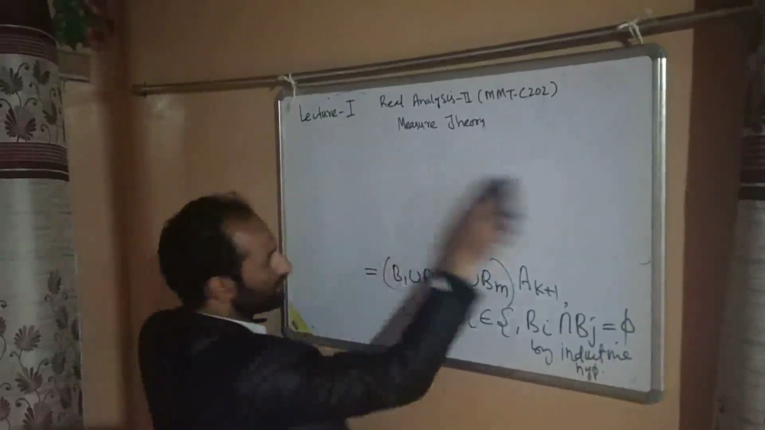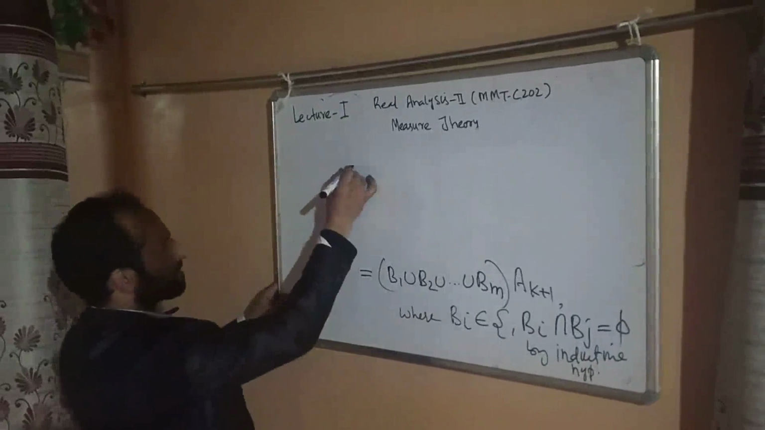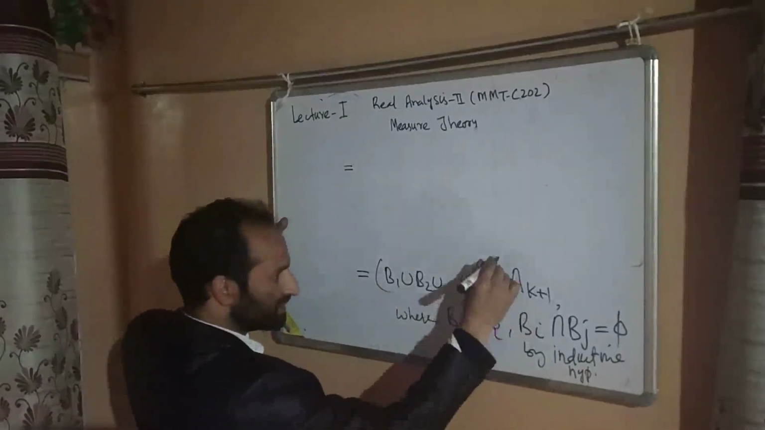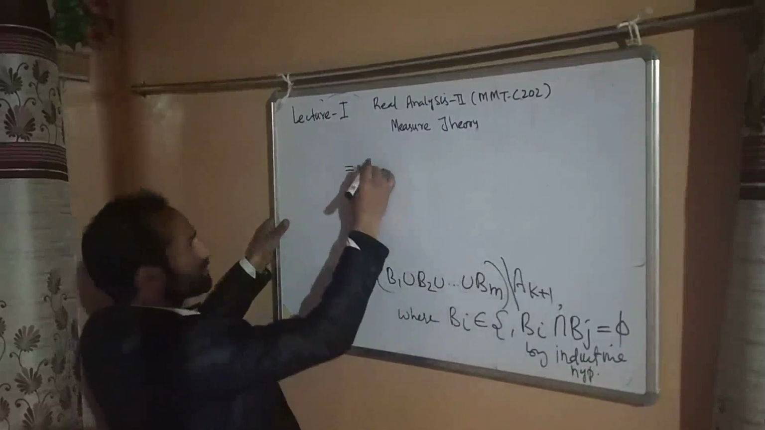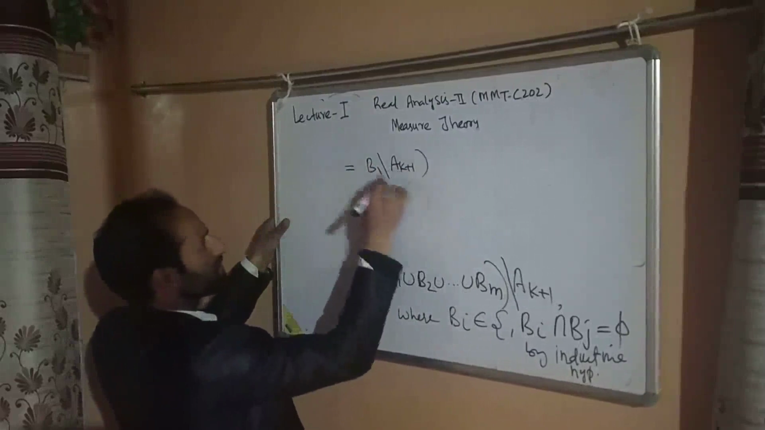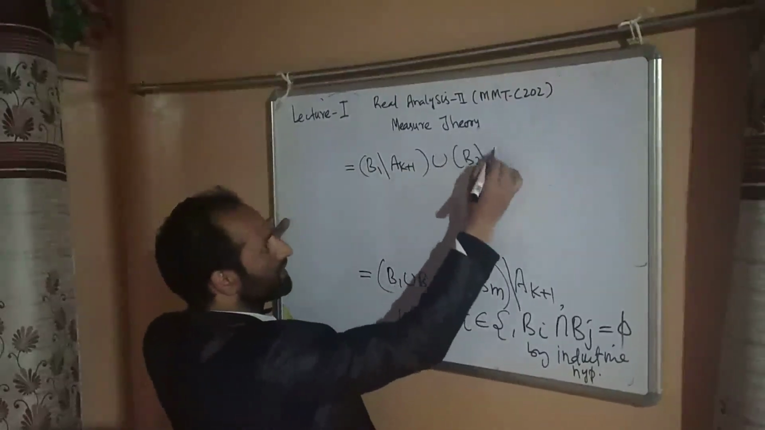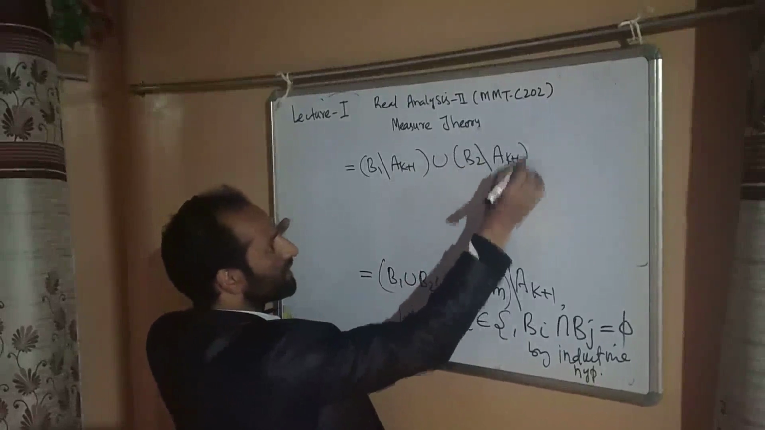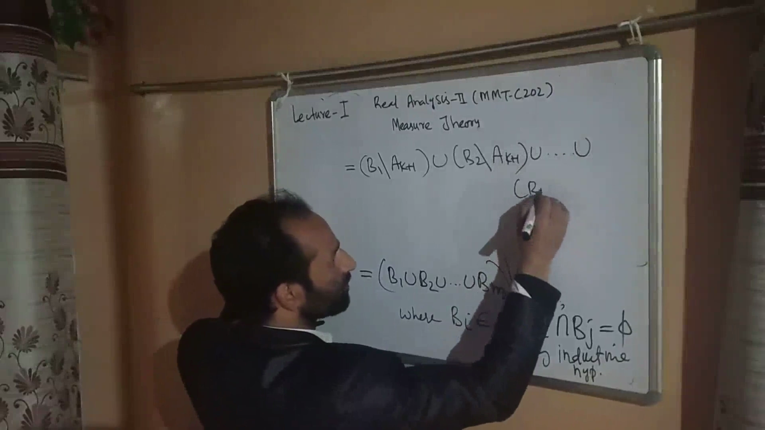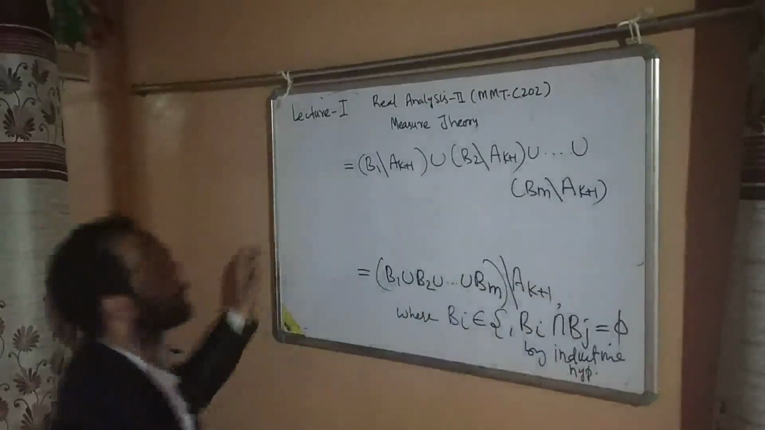Now here it is equal to B1 minus Ak plus 1, this is that difference, union B2 minus Ak plus 1, union up to Bm minus Ak plus 1.